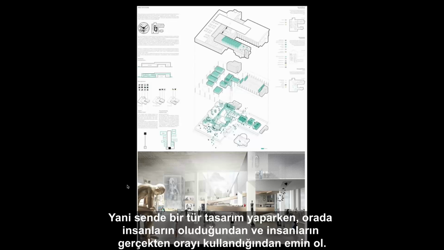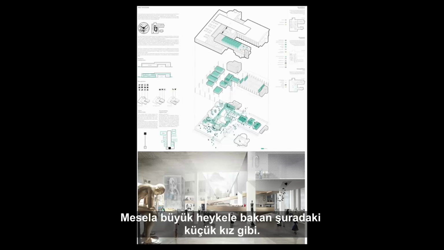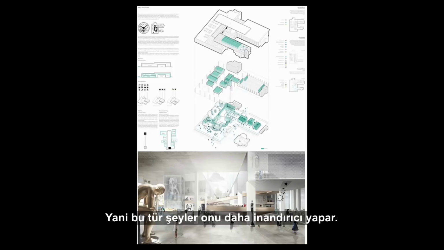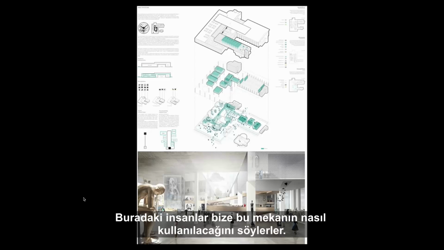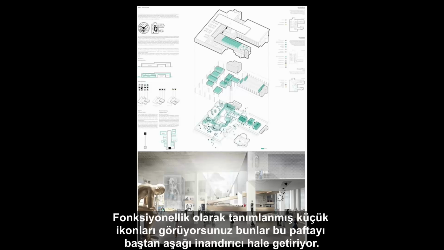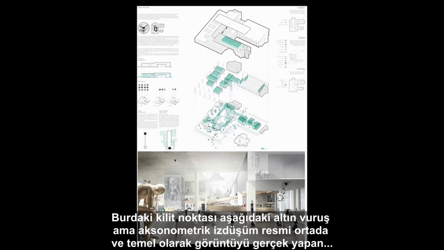So when you're designing your car park bay, you need to make sure that you have people in there, people that are actually using the space. You can see the little girls looking at this big statue. So all this stuff makes it convincing and tells the viewer how the space is going to be used. You can see little icons that describe the functionality of certain places that become convincing as an overall panel. Really, the key image here is the money shot, but it's the axonometric in the middle of the image that basically sells the image and makes it real.